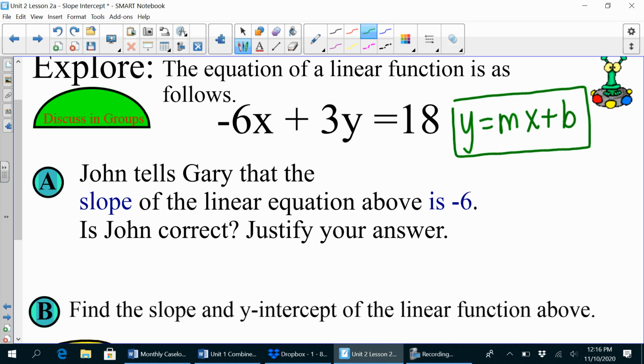So John says that it's negative 6. Is that true? I see the negative 6. It's with the x. But is it in the format of y equals mx plus b? Doesn't look like it. So I'm going to say he's not correct, but now we need to justify our answer. So in order to do that, we're going to have to get this in the form of y equals mx plus b. So we need to get the y by itself. So we're going to add 6x to both sides.